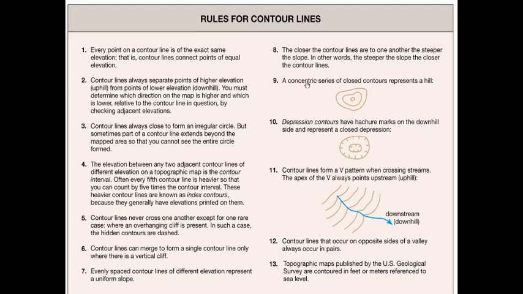A concentric series of closed contours represents a hill. Again, we've seen it. And depression contours have hatchet marks on the downhill side and represent a closed depression. Usually, when you want to show the same thing, over here the closely spaced concentric circles show a hill. Over here, they show a valley, and you can show them with these markings.